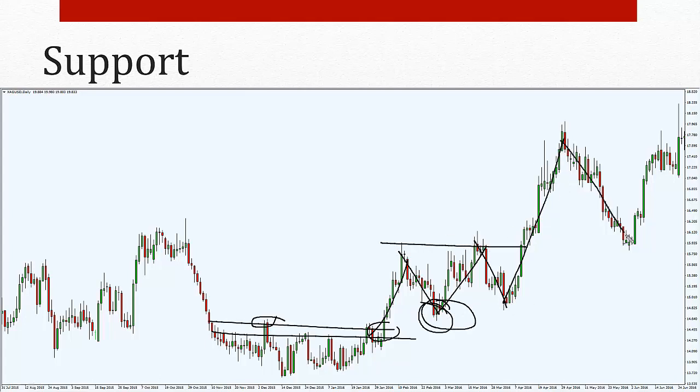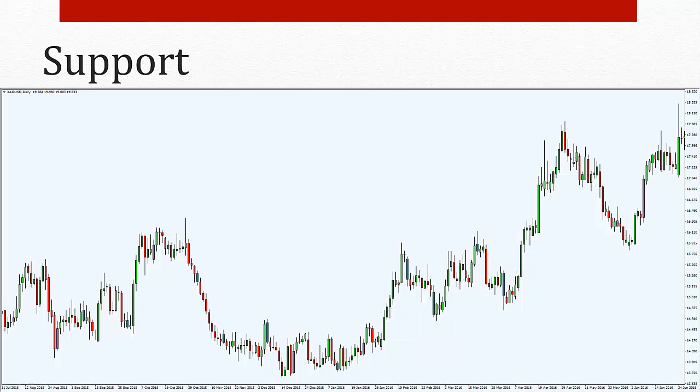And then it pulls back. Where did it pull back into? It pulled back into previous resistance, now turned support. And then it trades higher once again. So this is an example of price pulling back into an area of support in an uptrend. And this is just vice versa for a downtrend.